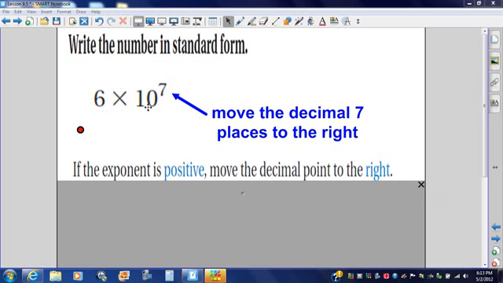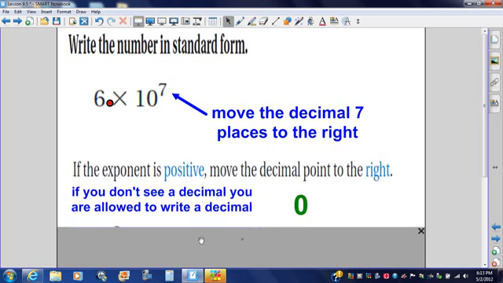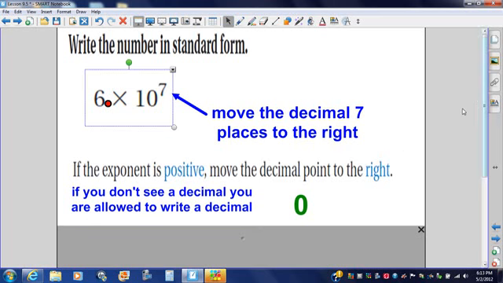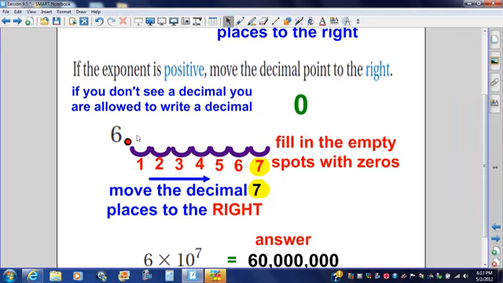Alrighty peeps, last example. Please write on your paper 6 times 10 to the 7th power. Notice again that my exponent is positive. I'm going to move the decimal 7 places to the right. If you don't see a decimal, you are allowed to write a decimal to the right of the number right here at the end. So I'm going to move my decimal to the right 7 times. Visual people, 1, 2, 3, 4, 5, 6, 7. Fill in my empty spots with zeros.